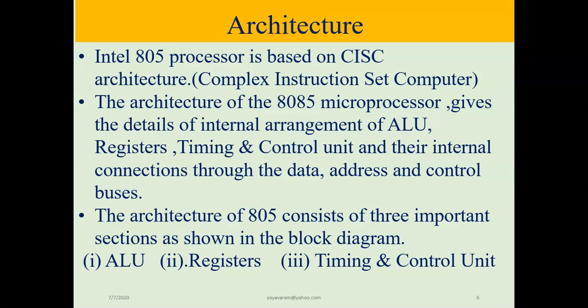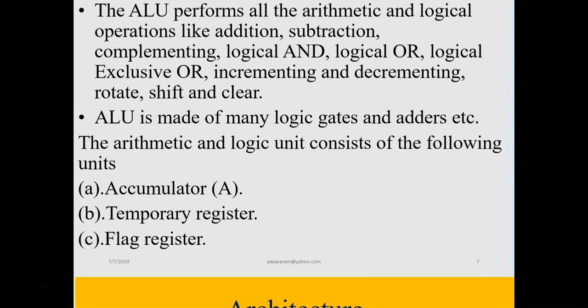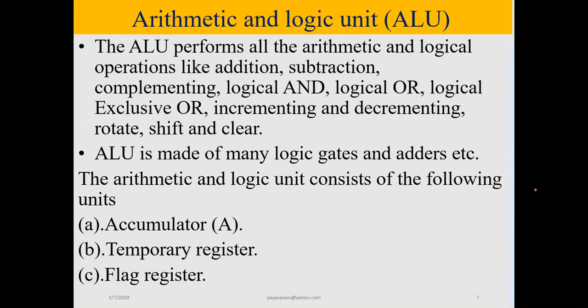The Intel processors, as I have repeatedly told you, are mostly CISC processors. Of course, nowadays they are also slowly changing to RISC processor architecture. Now, the architecture of the 8085 microprocessor gives the details of internal arrangement, which I have explained already. So now let us go to the first section of your block diagram, that is the arithmetic and logic unit. The computer people popularly call this ALU. So ALU means arithmetic and logic unit.